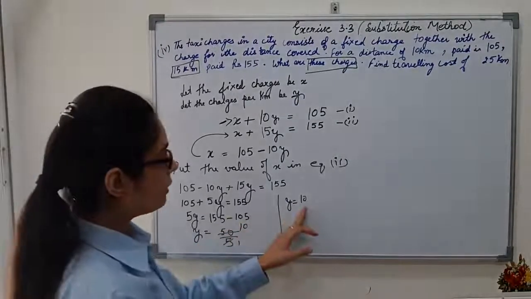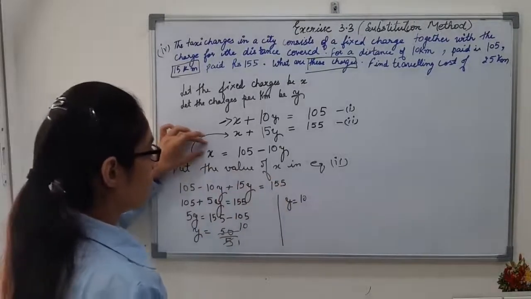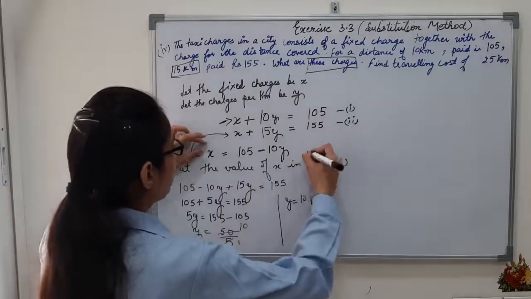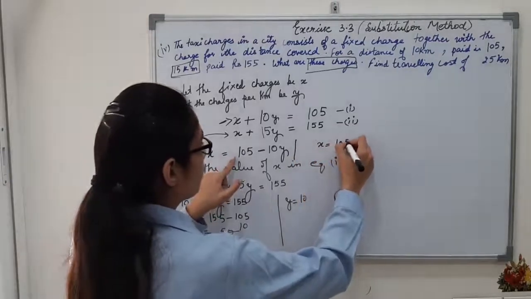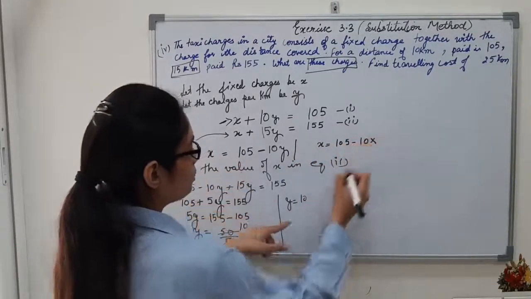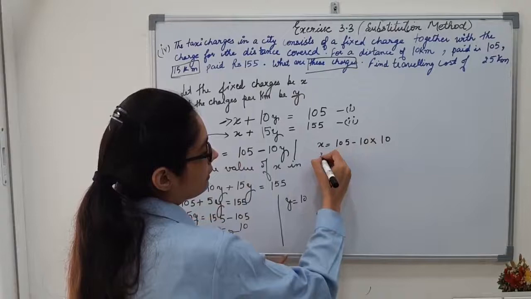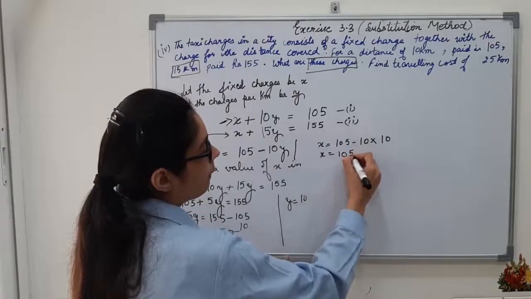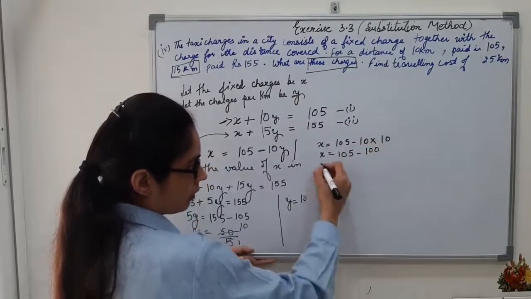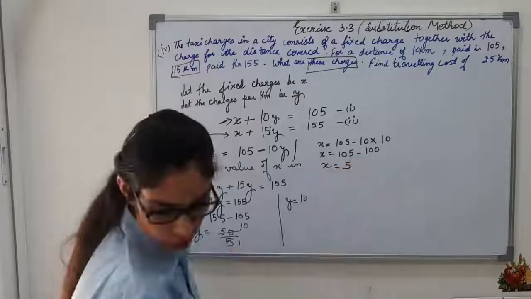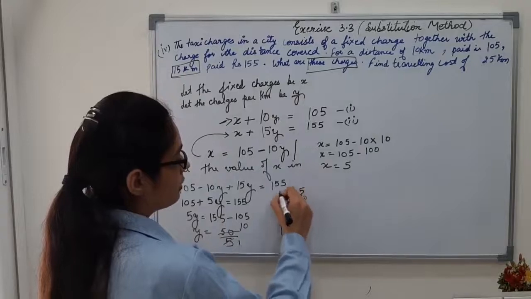So now you have got the value of y. We'll put the value of y in this. To find the value of x, I will write x as it is: 105 minus 10 into y. What is the value of y? It is 10. So x is equal to 105 minus 10 into 10, which is 100. 105 minus 100 will be 5. So you got x is equal to 5 and y is equal to 10.